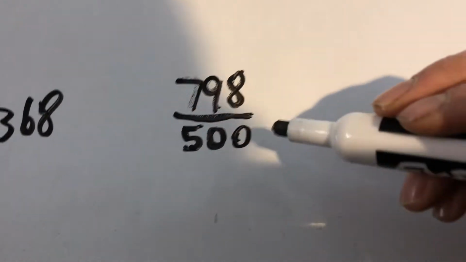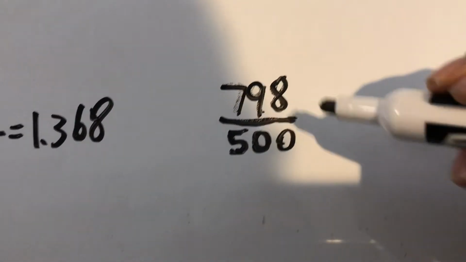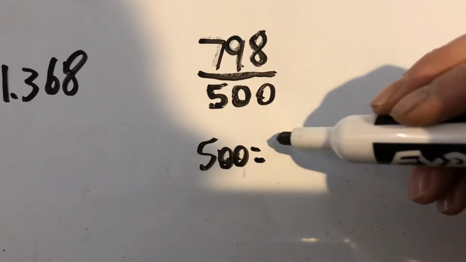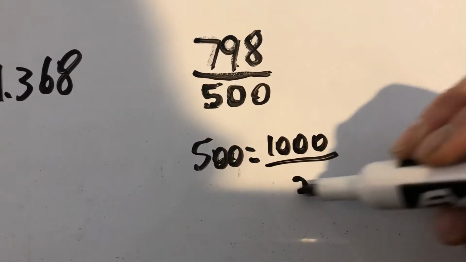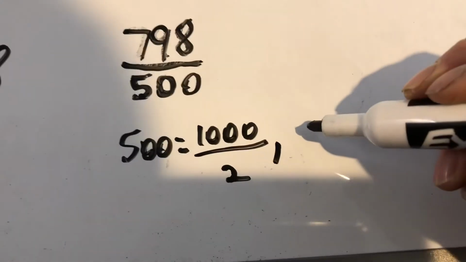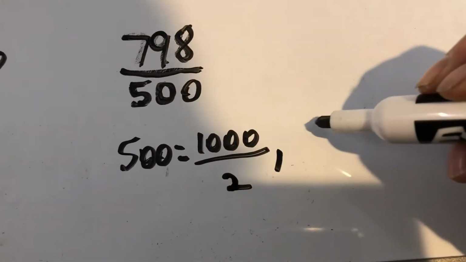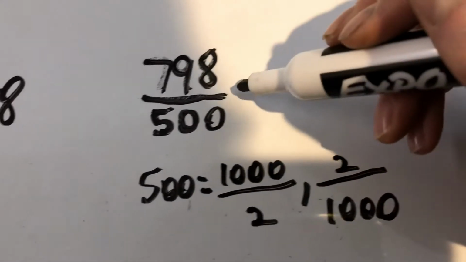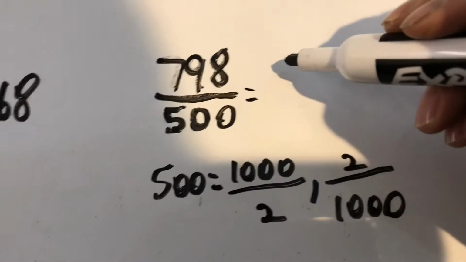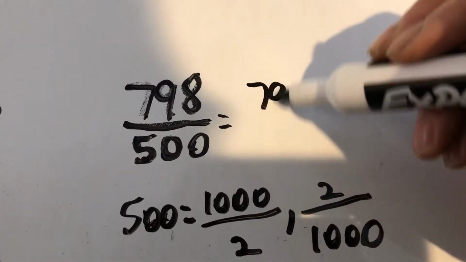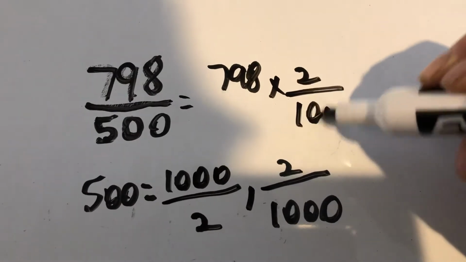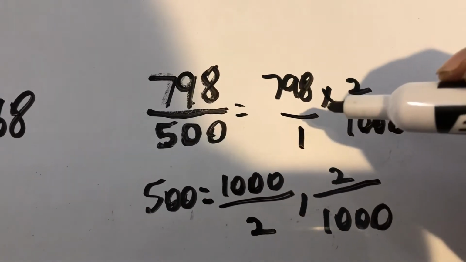798 divided by 500. 500 is the same thing as 1,000 divided by 2. Next step, flip 1,000 over 2 to 2 over 1,000 to get a reciprocal. Now we can multiply 798 by 2/1,000. Make this a little bit of 1 right here.